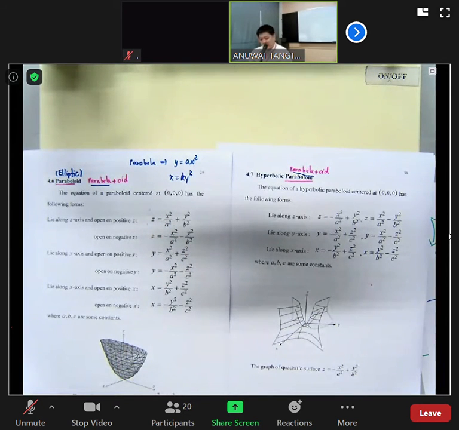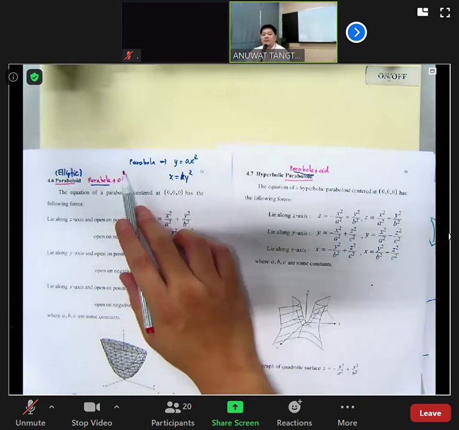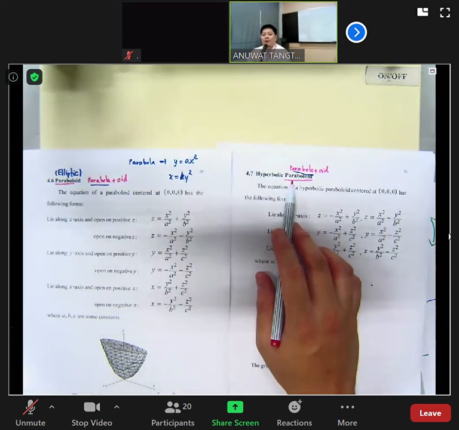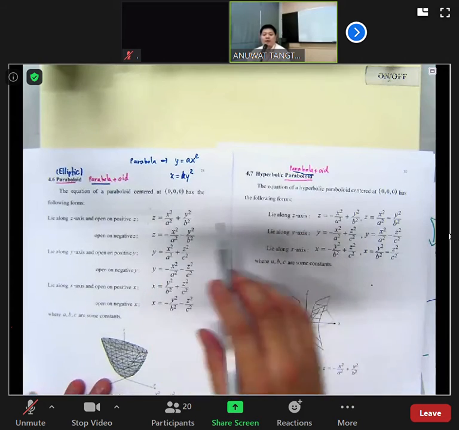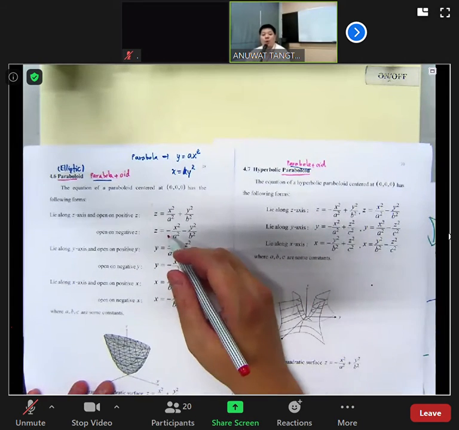Therefore, one of the keys to being a paraboloid is that the equation of the paraboloid should contain one variable with exponent 1. Remember, all of those quadratic surfaces that we have learned before contain x squared, y squared, and z squared, right? But the last 2 surfaces here include the word paraboloid, so it has a parabola in it. That means some of the variables must have exponent 1.